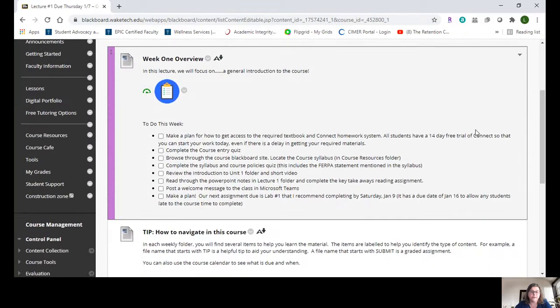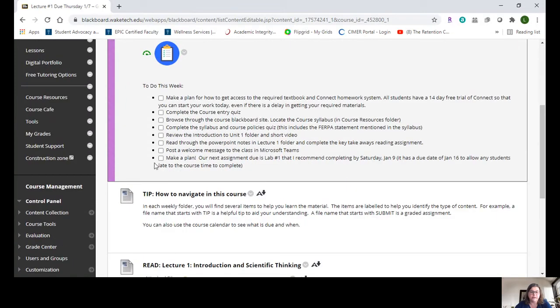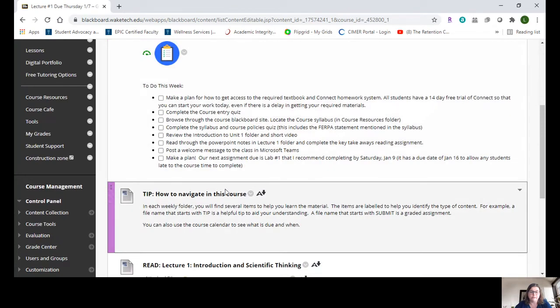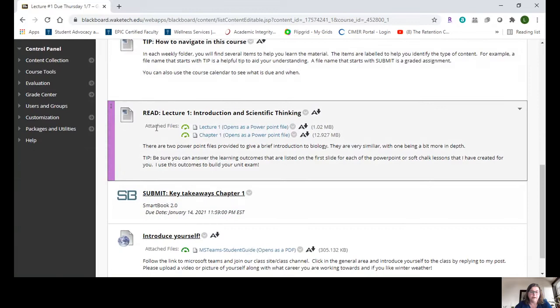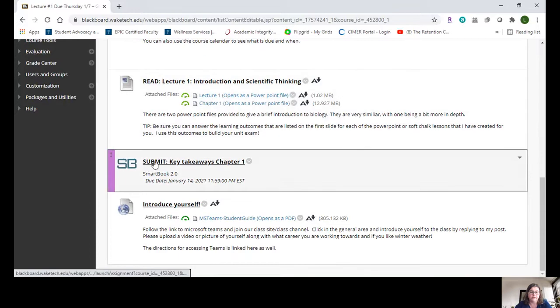And so when we enter into the first unit, I've got a nice checklist of all the things that they need to do. I've got some little tips for how to navigate in the course. And then I've got the lecture materials. So anything that they need to read, I use all in capital letters, READ, and this is kind of the lecture 1 introduction. Assignments have the keyword SUBMIT. And so they know that this is something that is due and there's a due date associated with it.